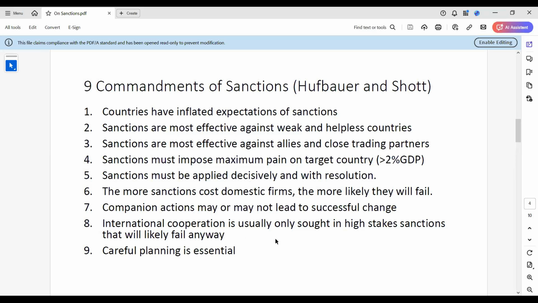And international cooperation is usually only sought in high stakes sanctions that will likely fail anyway. If we're just doing the sanctions by ourselves, we're not seeking international cooperation on those sanctions. We have a greater chance actually of them succeeding because those sanctions regimes tend to be for lower stake or lower risk actions.